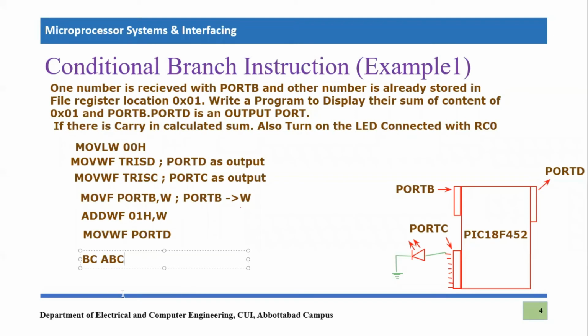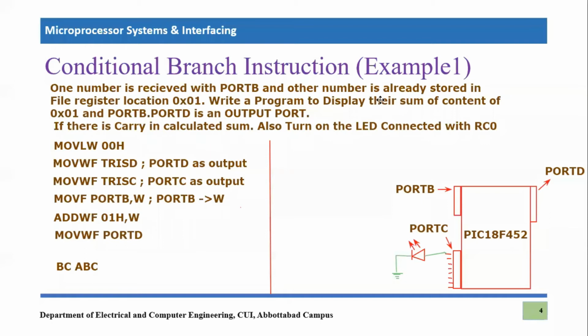Let me use this line so that we are separating our two columns. This is our first column, and this is our second column. So we will be writing into the second column now. Let's say there is a label ABC, and after that label we have to turn on this LED. So we will write move literal to working, let's say 00.